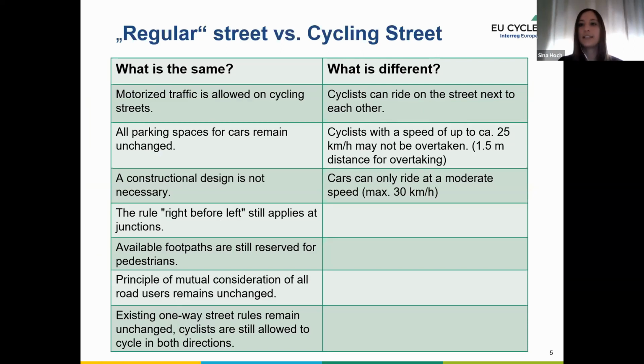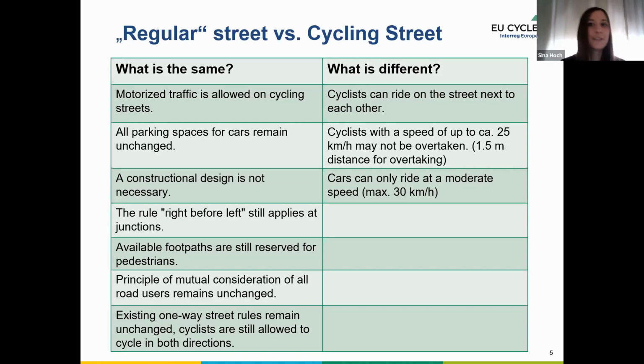So what is different on a cycling street in comparison to a regular street? Motorized traffic is allowed on cycling streets as well. All parking spaces remain unchanged, and you don't need a constructional design like for a cycling path, because you already have the signposting. You just put up the signpost and you don't have to construct any kind of barriers on the street. The rule right before left for who goes first still applies, and footpaths are still reserved for pedestrians. As in all traffic, the principle of mutual consideration of all road users is also unchanged, of course. And if there's a one-way street, this remains unchanged, but cyclists can go in both directions. But that's also the case for other streets.